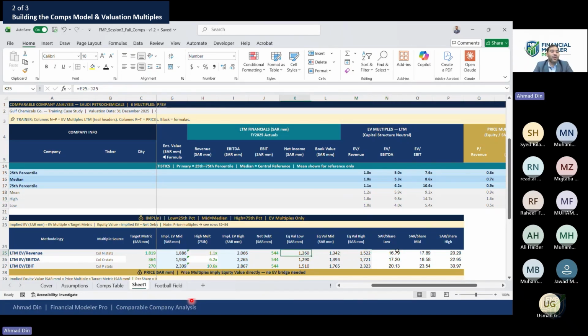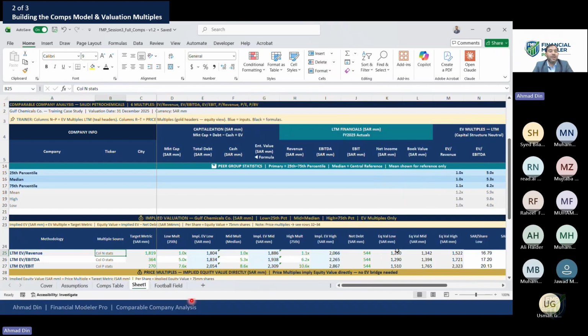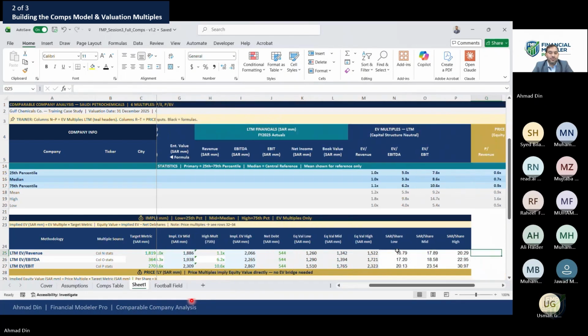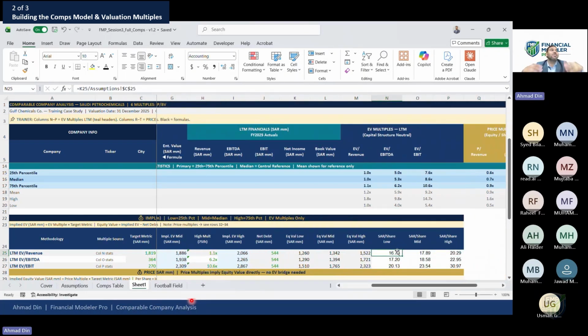And then we calculated by applying the multiple to our target company financials. We get the enterprise value, then adjusting back the net debt, we get the equity value at the low, medium, and high level. And then by dividing by the number of shares, we get the per share value, meaning we get the share price of the company. Here we get the full company price, the equity value of the company.